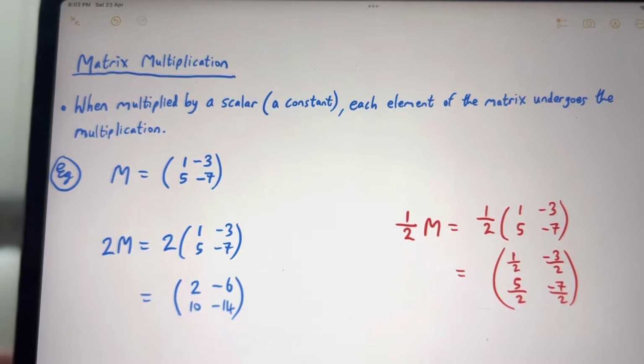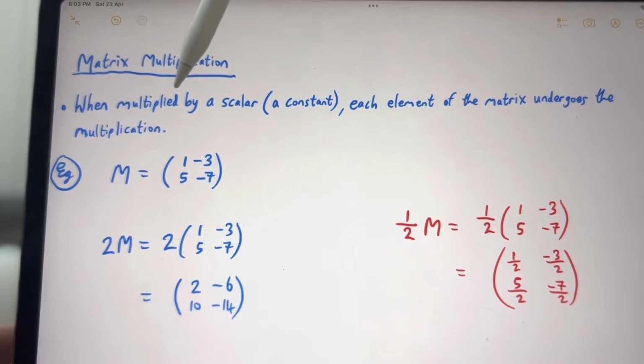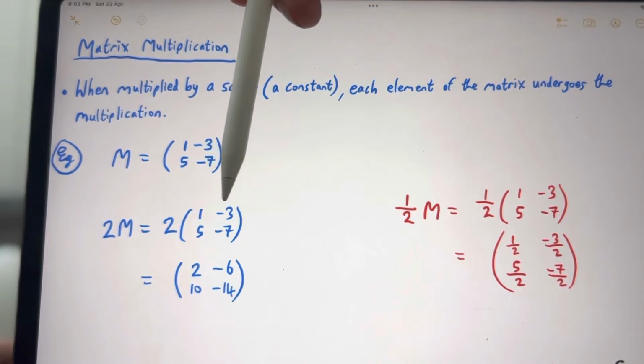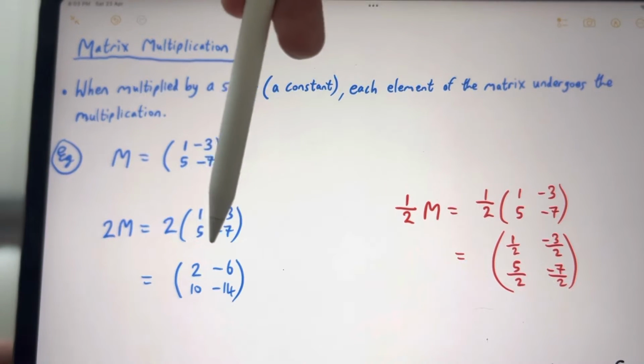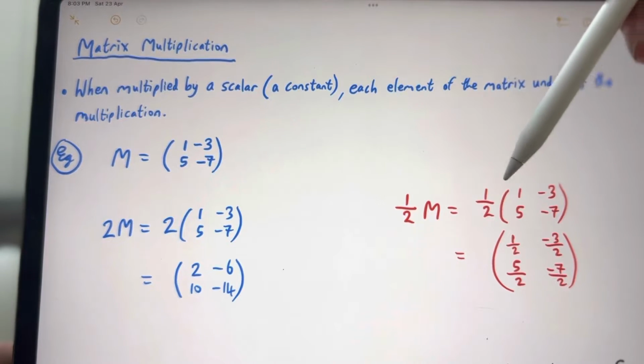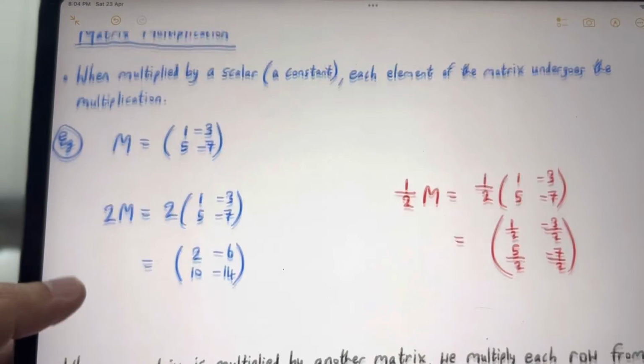Okay, so now we have matrix multiplication, and when matrices are multiplied by a scalar or a constant, each element of the matrix undergoes a multiplication. So for example, we have a matrix M here: 1, negative 3, 5, negative 7. If we wanted to find 2M, that's just simply 2 multiplied by every term inside there, and you all know how to multiply. Same thing with a half M, it's just a half times everything inside the matrix, and you all know how to multiply.